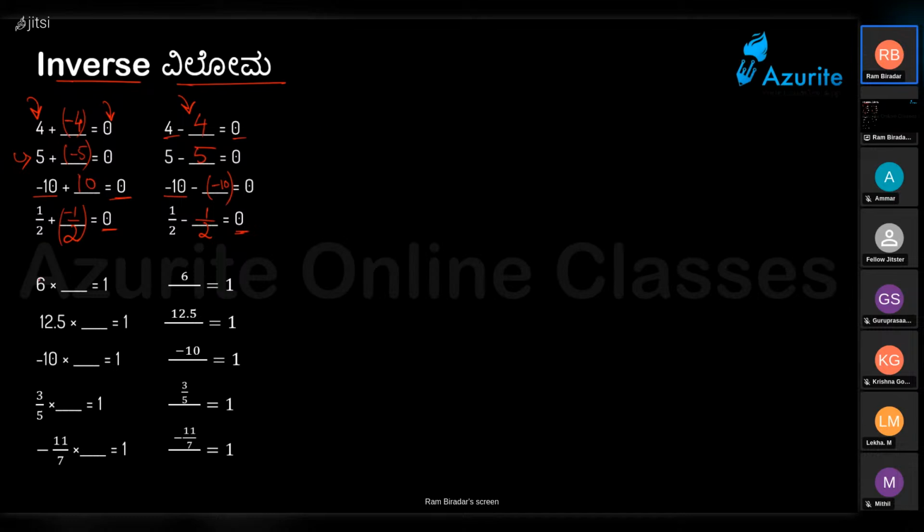Okay, next, now let's look at multiplication. That is the multiplication. What should we multiply with 6 to get 1? Yes, 1 by 6. 6 ones is 6, right? So we can't multiply with 1.